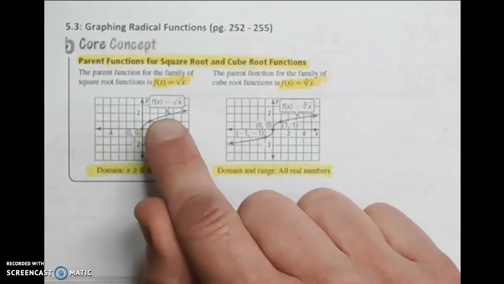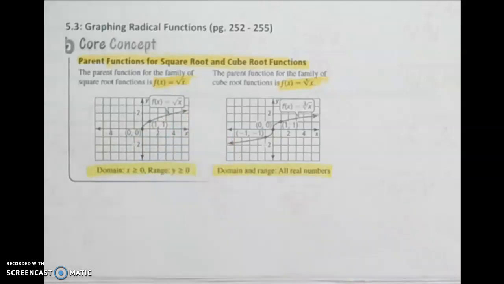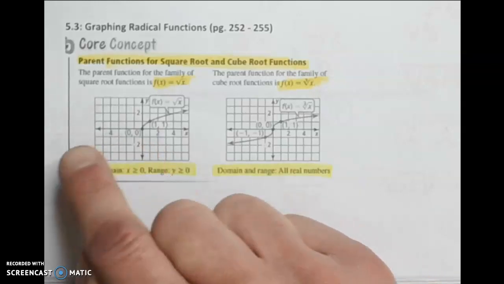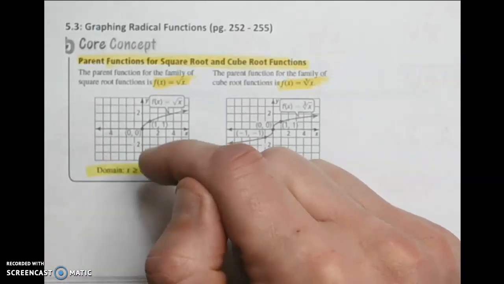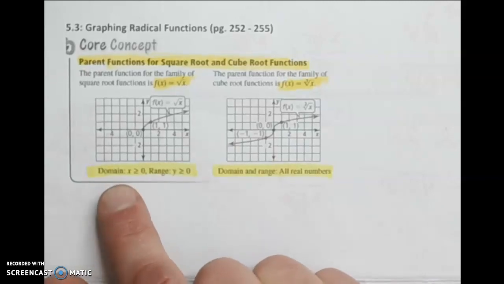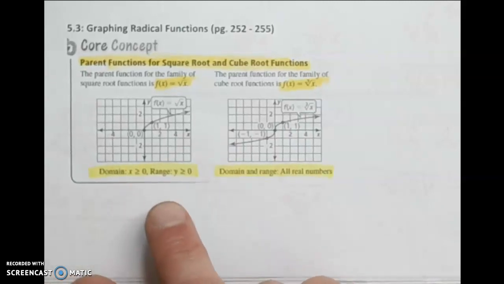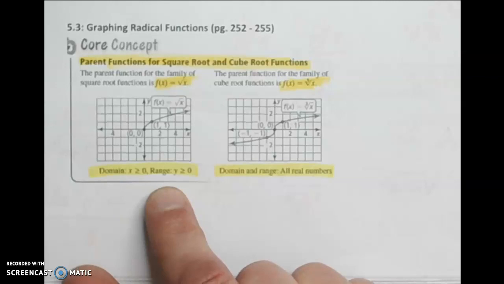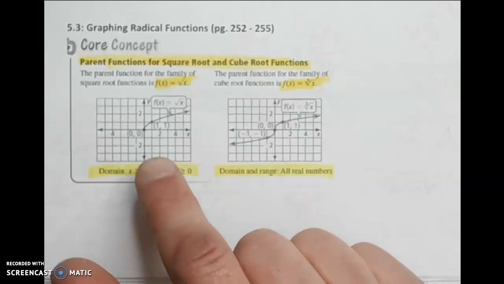It just kind of comes up from the middle and goes out just like that. And that's what all of them will generally look like. There is no square root of a negative, so that's why it won't go on the left-hand side or on the bottom portion underneath the x-axis. For all domain and ranges, it's going to be x is greater than or equal to 0, and y is greater than or equal to 0 for any parent function, I should say.